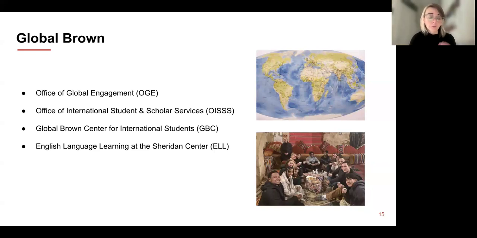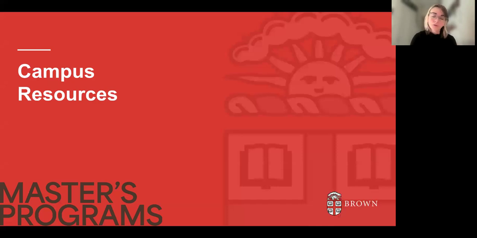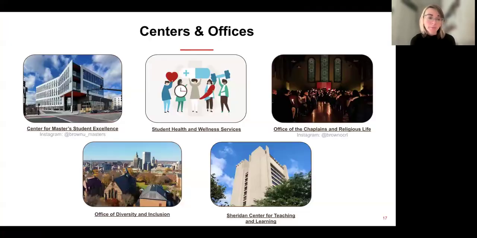So if we want to go to the next slide, we're going to go a little bit more into broadly being a student at Brown, especially a master's student, maybe coming from far, maybe coming to America for the first time to study here. On the next slide, we'll go over the more common centers and offices that you'd be interacting with as a master's student.